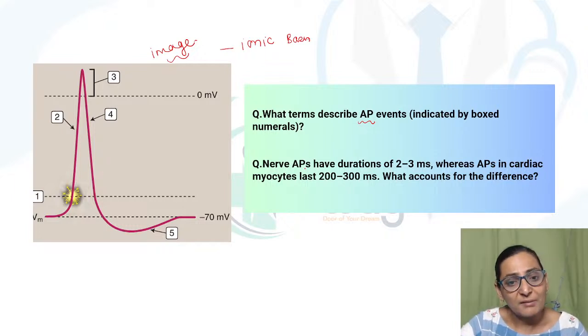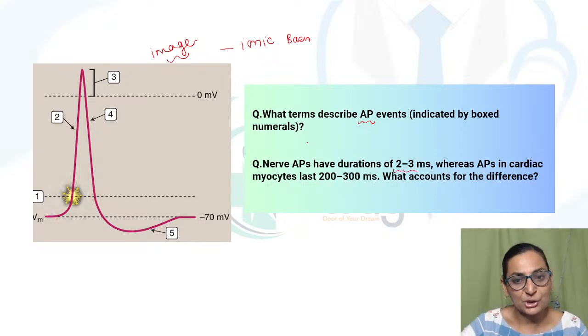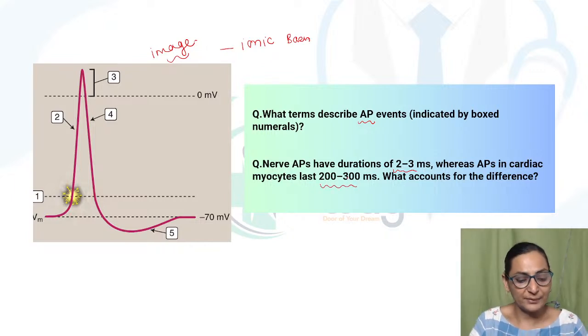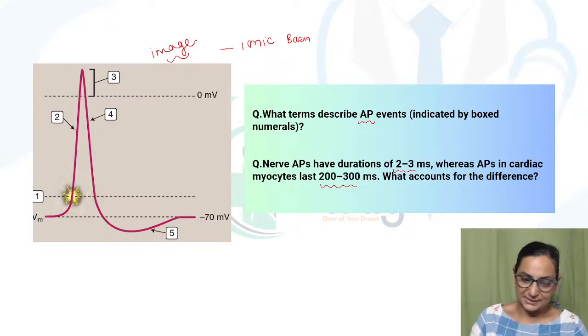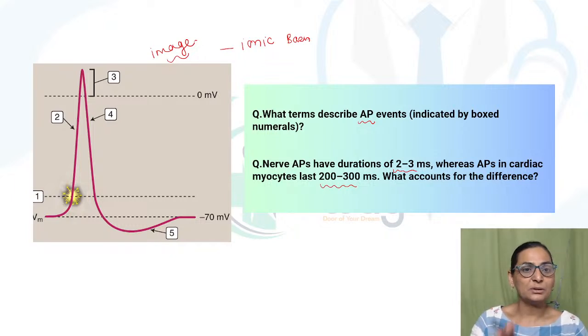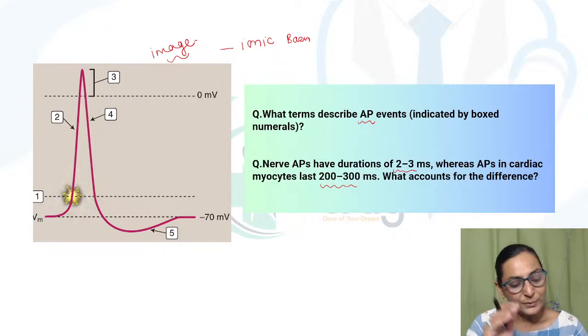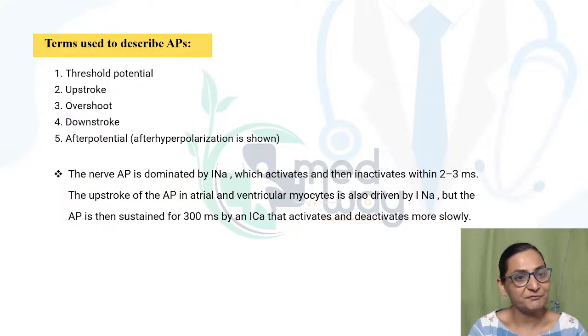Now, the nerve action potential duration is 2 to 3 milliseconds, but the action potential of the cardiac muscle is around 200 to 300 milliseconds. So you will see how much difference there is, and you must know what is the reason for this difference, what accounts for the difference. So we will be going through the answers, but now let's start with how to proceed further.